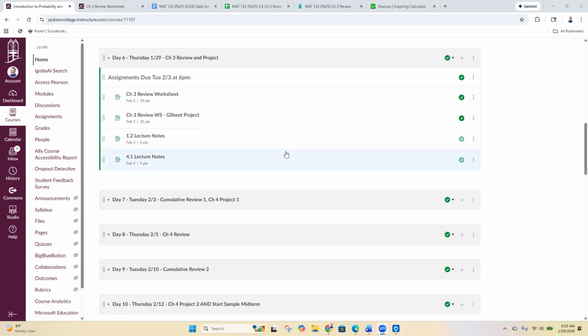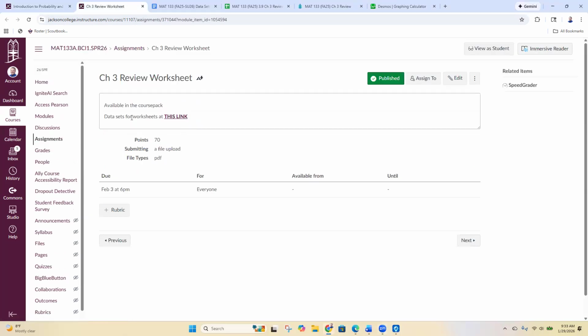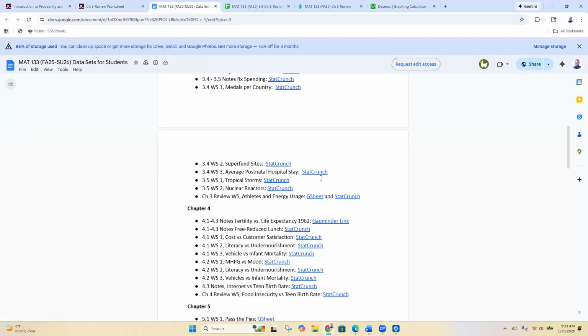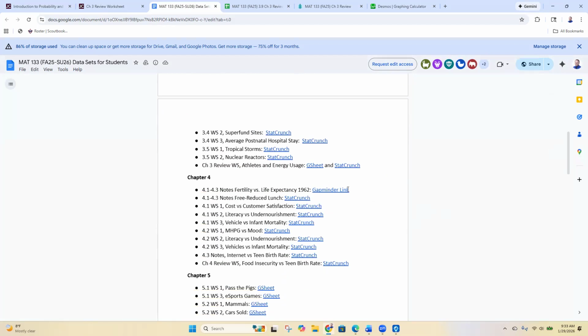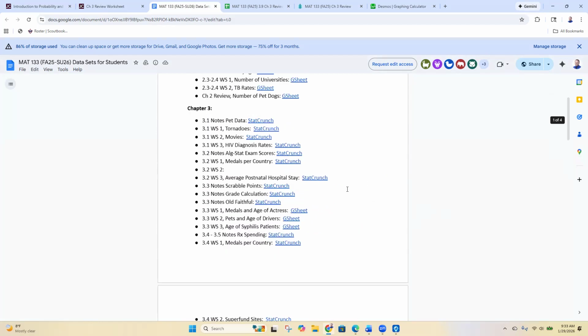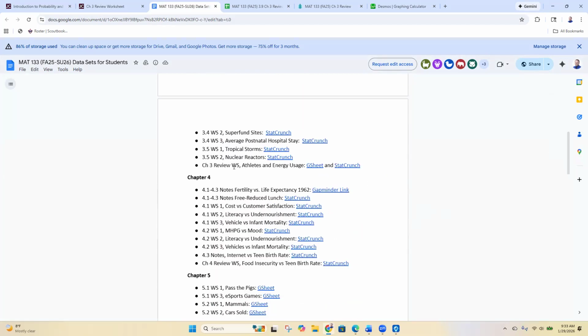Okay, but for today, if you click on the Chapter 3 review worksheet, there is a link right here where it says data sets for worksheets at this link, and that brings you here. This Google Sheet has lots of links for all of the data sets for all of the worksheets. So you have to scroll down and find the one you want. We're looking at Chapter 3 review, which is down here. There's two links. One takes you to the Google Sheet, which we're going to have for the project, and the other one takes you to StatCrunch.